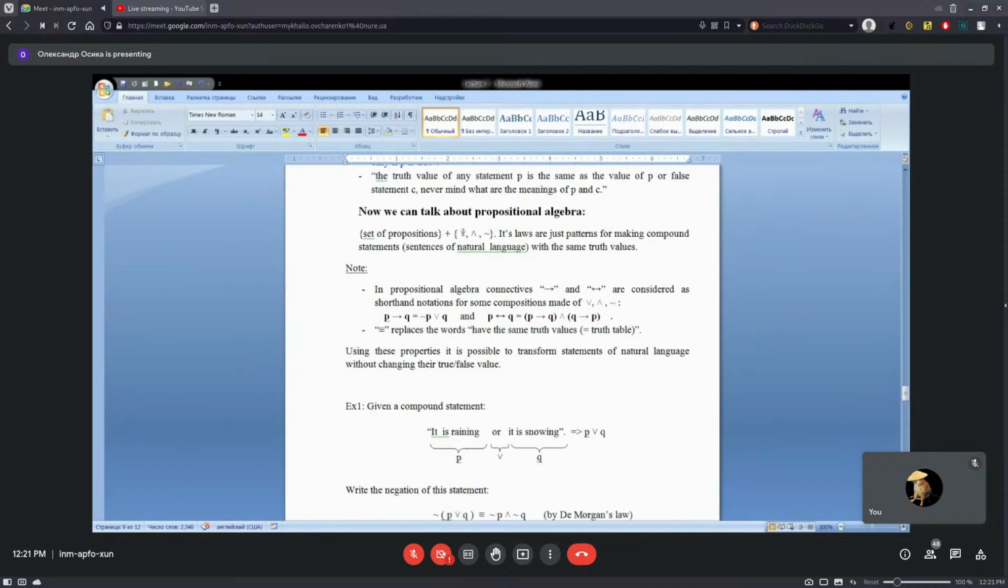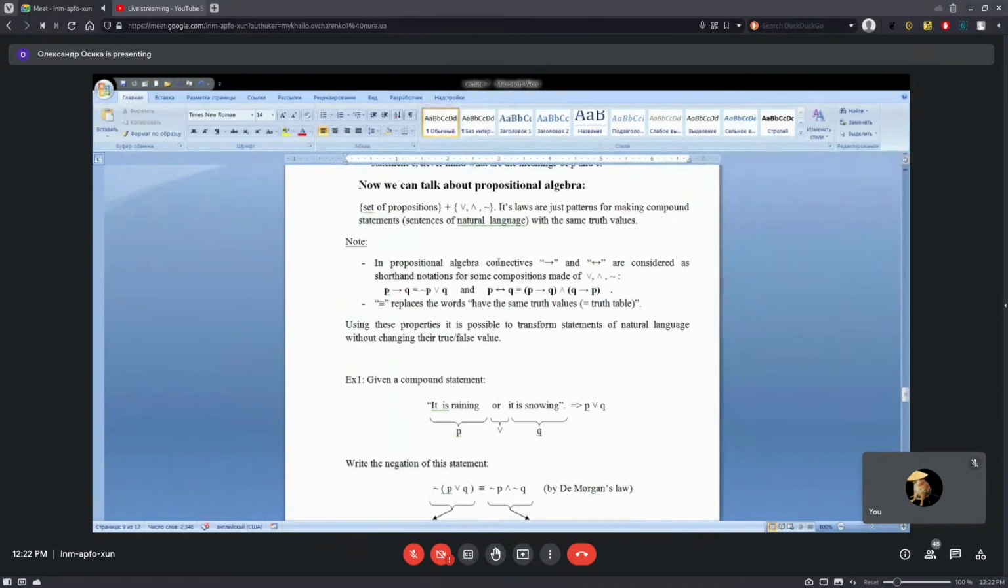But you say, well, here we see only 3 connectives in the algebra, but there are 5 basic connectives. In propositional algebra, the implication, the conditional connective, and the biconditional connective are considered as shorthand notations for some compound statements made of disjunction, conjunction, and negation.